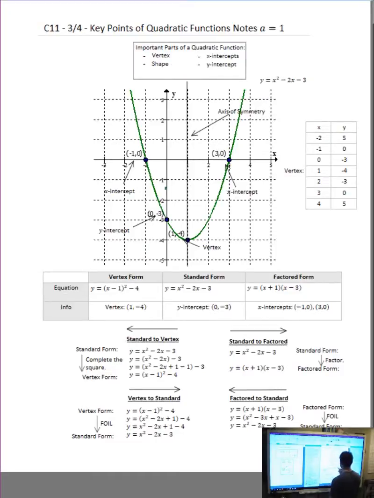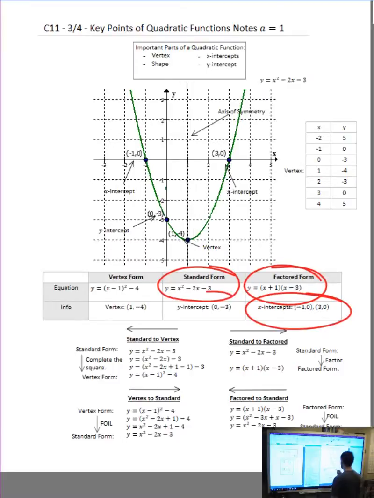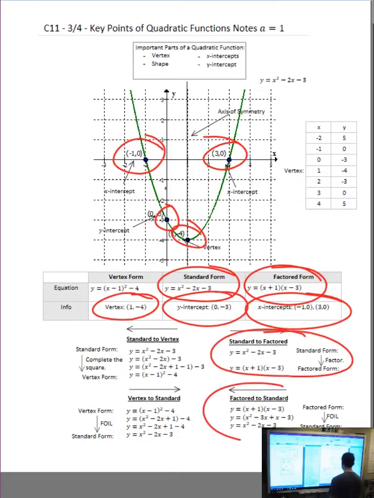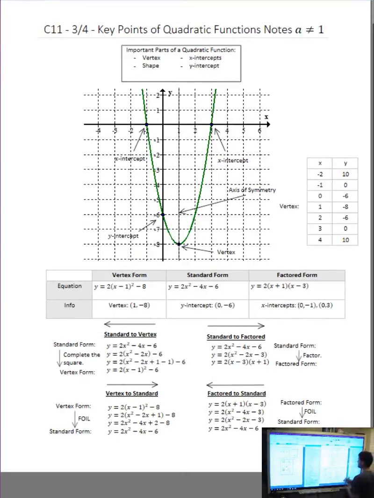So again, not much vertex form, but lots of standard form, lots of factored form. X intercepts, Y intercepts. A little bit on the vertex. And in the graph, X intercepts, the vertex, Y intercepts. A lot of standard form to factored form and foiling it out, but not too much on vertex form. Again, key points of a quadratic. When I change the a value in front, noticing it gets steeper.